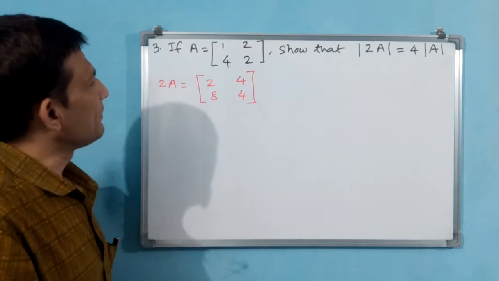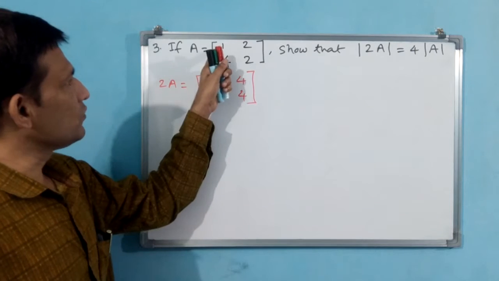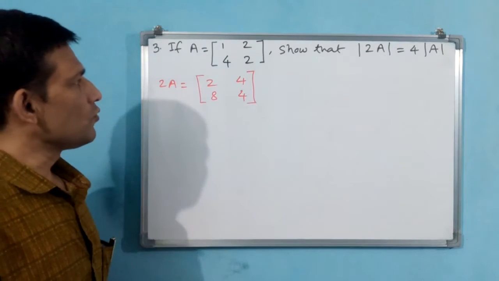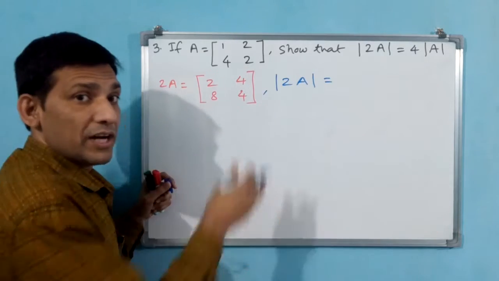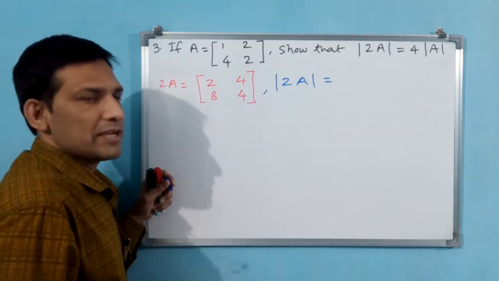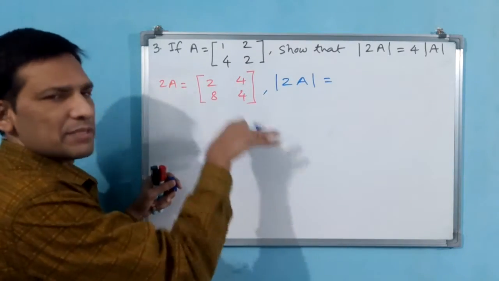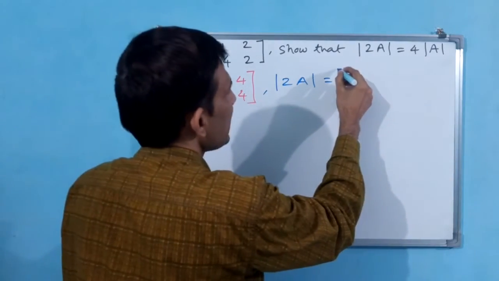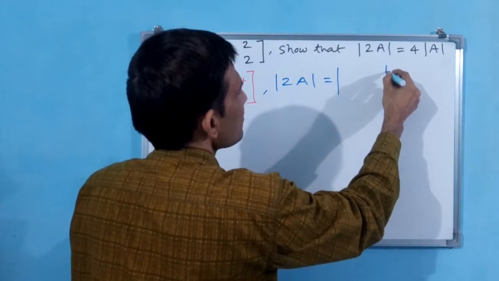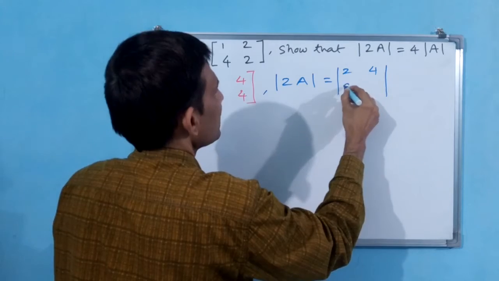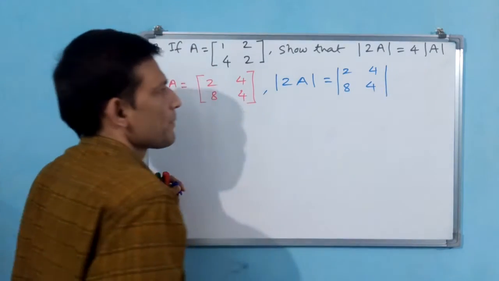Okay, 2A. 2A is 2 into 1, 2 into 2, 2 into 4, 2 into 2. That gives 2, 4, 8, 4. Okay. Determinant of 2A, how? AD minus BC, that's all. No, first you write this one. Rather than doing that, first in determinant form you write 2, 4, 8, 4.